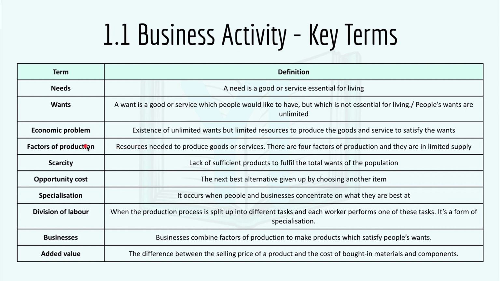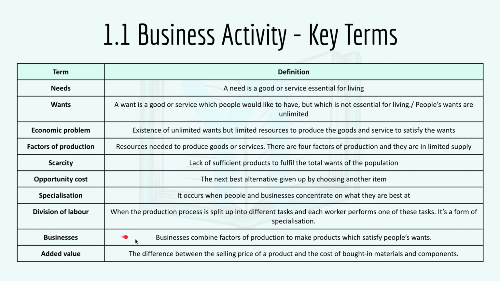The factors of production are the resources needed to produce goods or services, and there are 4 factors of production and they are in limited supply. Scarcity is basically the lack of sufficient products to fulfill the total wants of the population. Opportunity cost is the next best alternative given up by choosing another item. Specialization occurs when people and businesses concentrate on what they are best at. The division of labor is when the production process is split up into different tasks and each worker performs one of these tasks, and it is a form of specialization.